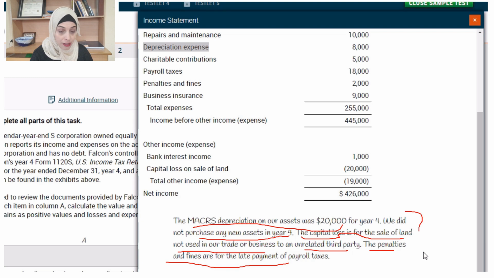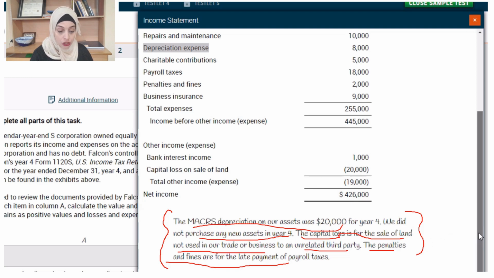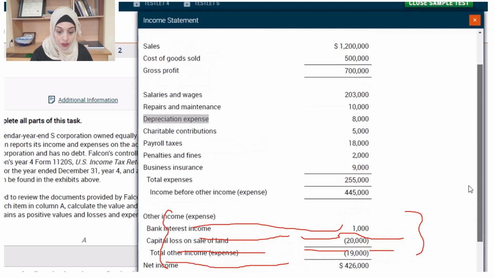So as you all see, guys, they're giving us very, very important information we need when preparing the 1120S and answering their questions, when they talk about the capital loss and when they tell us that they have no purchases. So it is very important to pay attention to those details that they give us.